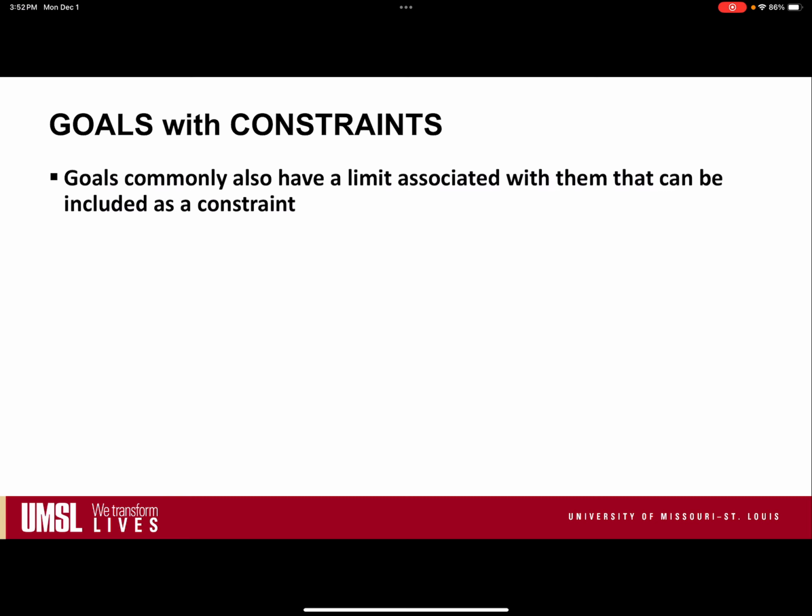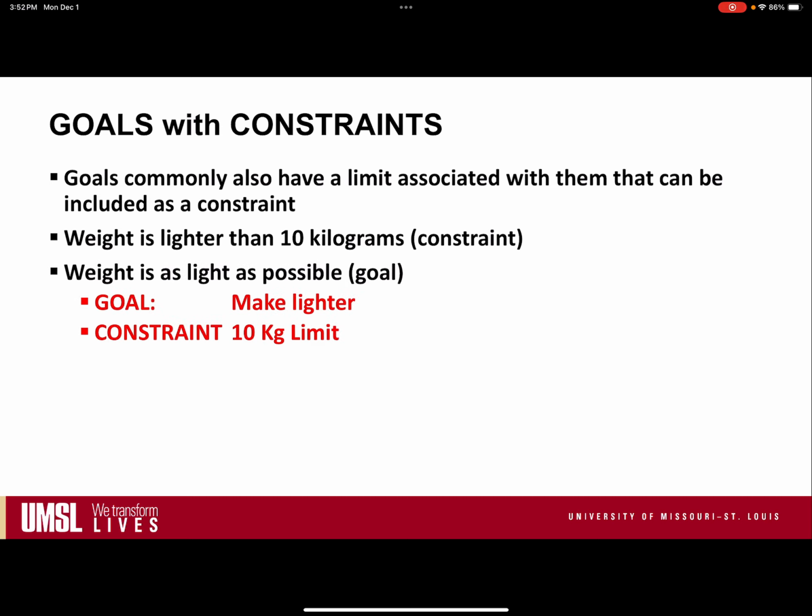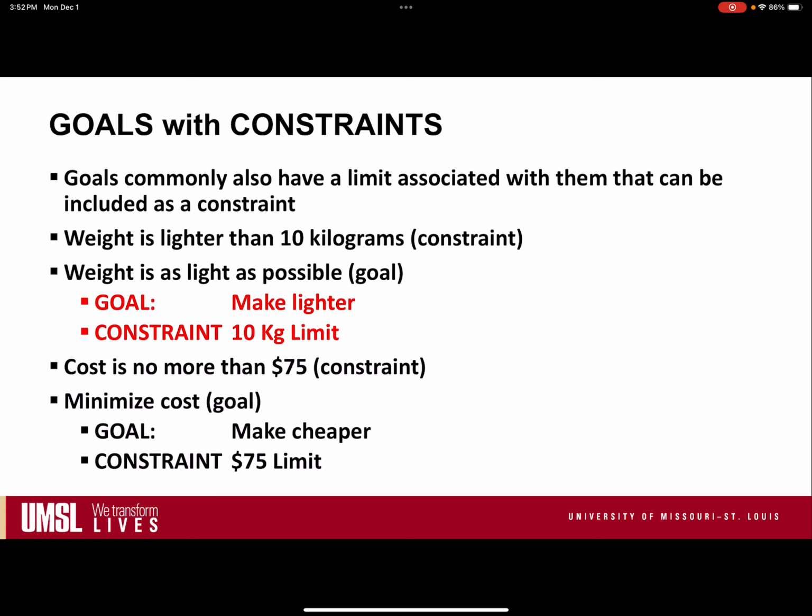As we talked, there are some goals that are constrained as well. Let's say we want the weight to be less than 10 kilograms, but also we want it to be as light as possible. We want the cost to be $75. That's our constraint, that's our limit. That's the upper limit, but also the cheaper, the better. So these are examples of goals and constraints.